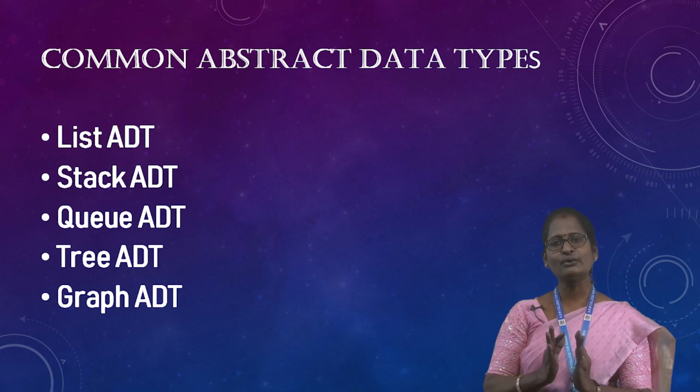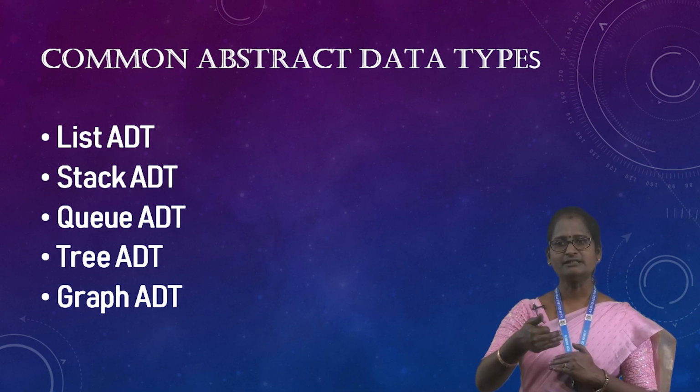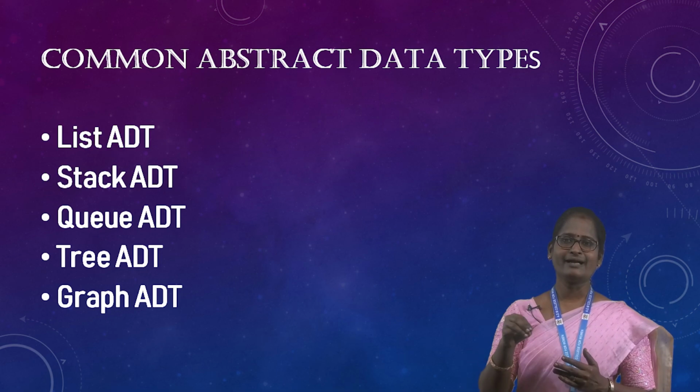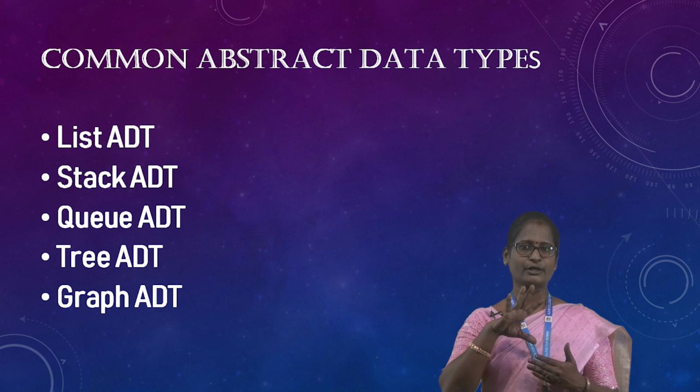Then the next is queue ADT. That is a FIFO behavior. That is first in first out behavior. In the queue ADT, the operations are like enqueue, dequeue, front, is empty. These operations are included in queue ADT.